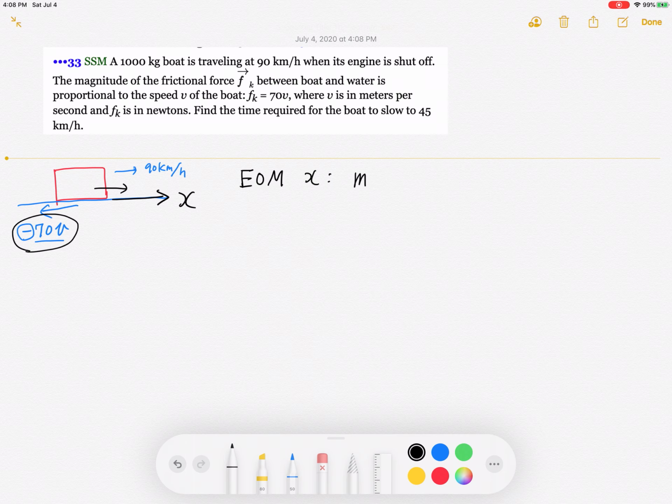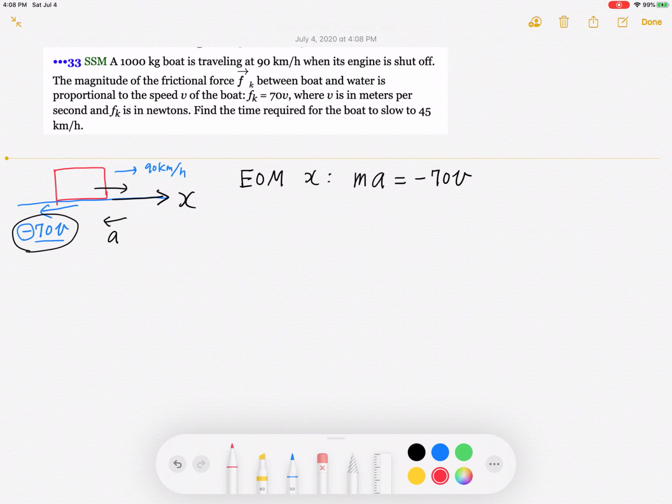This thing is moving to the right, but it's decelerating. It's not accelerating, but accelerating in the negative direction by a. ma equals negative 70 v. That's the force. That's the only force present on this boat, right?